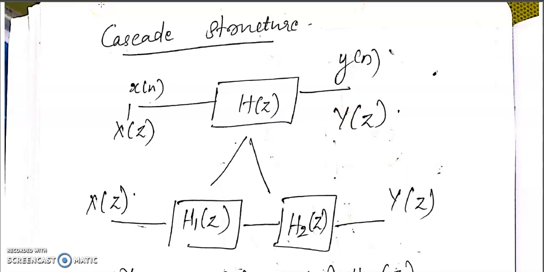Today we discuss the cascade structure of the IIR filter. As we mentioned in the case of the FIR system, here also we cascade different IIR filters.